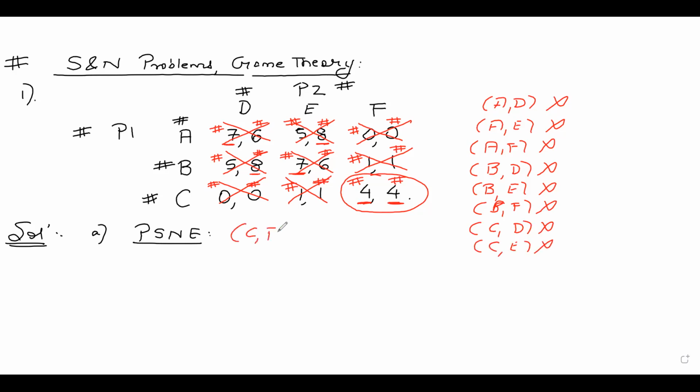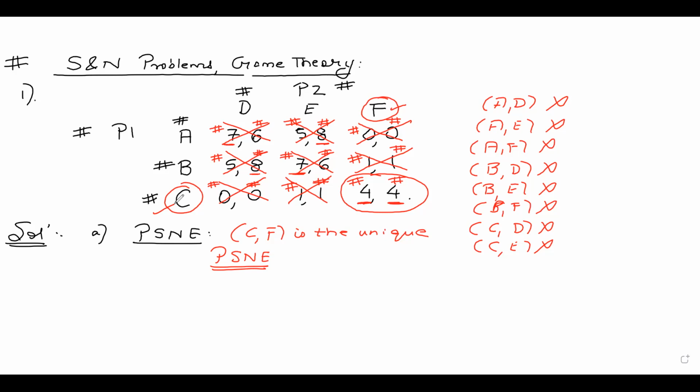Therefore, I can write C comma F is the unique pure strategy Nash equilibrium. Because whenever player 1 plays C, player 2 is going to respond by playing F, and when player 2 plays F, player 1 is going to respond by playing C. So this is going to be the unique Nash equilibrium.